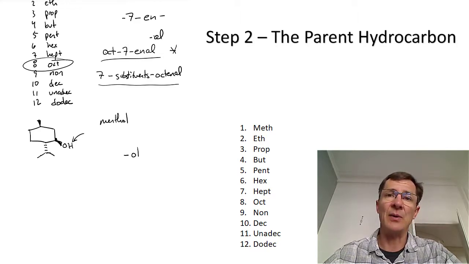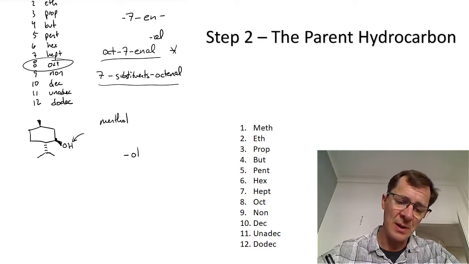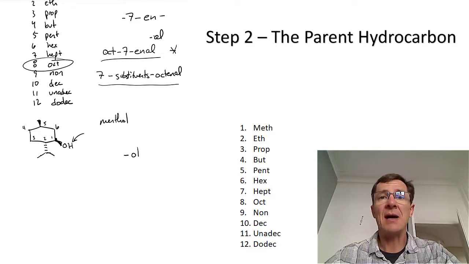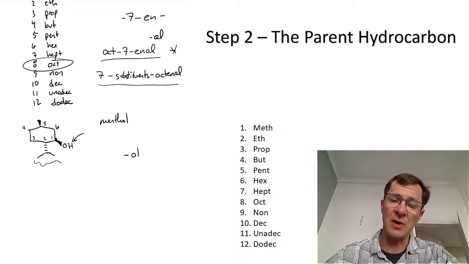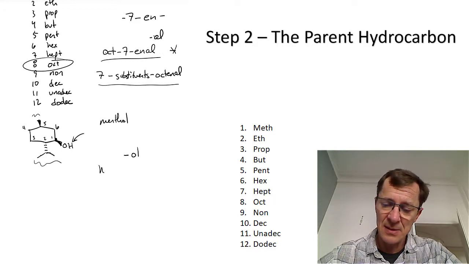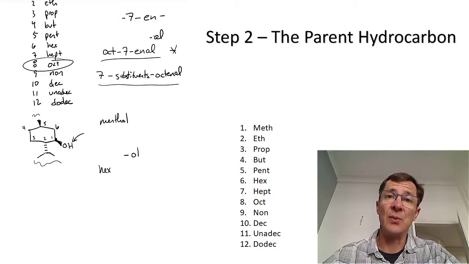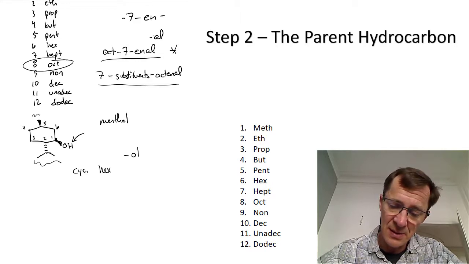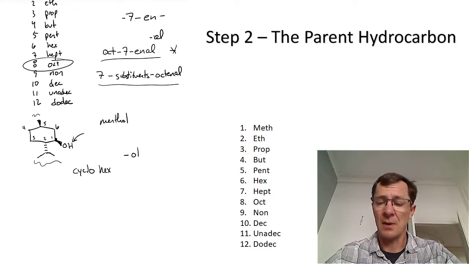You count around the ring in order of lowest overall substituent number. We'll get more into that in the next video. But when we go around this ring, we will never branch out into this set of carbons or the methyl group over here. You will always go around the ring and then stop. So this is a hex, and since it's a ring that's a hex, a 6-membered ring, it's a cyclohex. And that is our parent hydrocarbon for this guy.